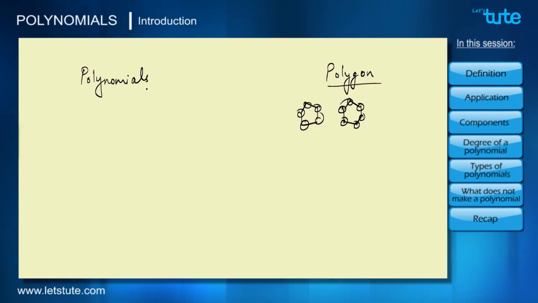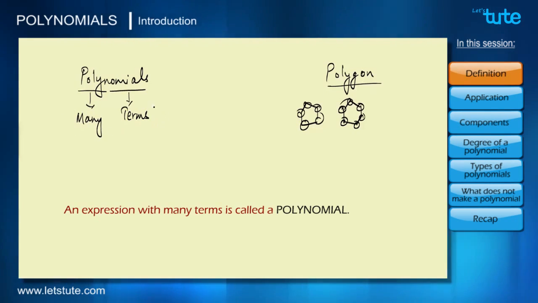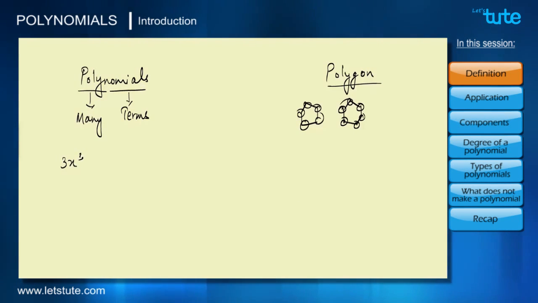Similarly, polynomials are expressions with many terms. Poly means many and nomials mean terms. So, an expression with many terms will be called a polynomial. Let's take an example: 3x cubed plus 9x squared minus 2x minus 7. But the exact definition of a polynomial is an expression which has more than 3 terms. We can see there are 4 terms in this, that's why it is called a polynomial.